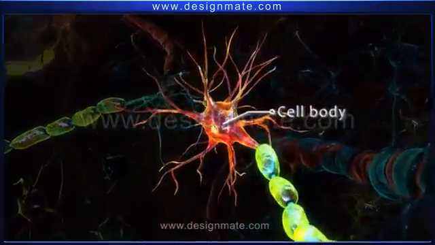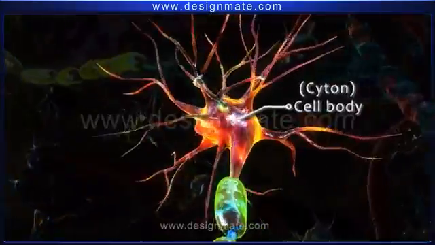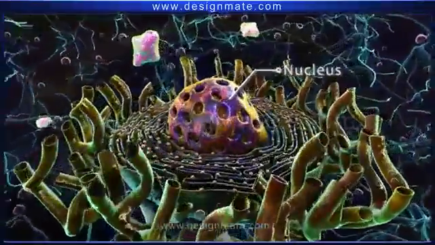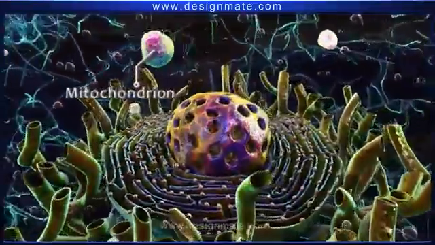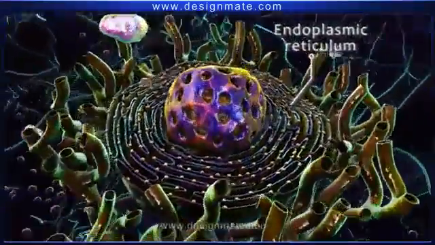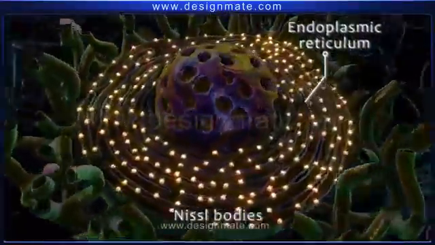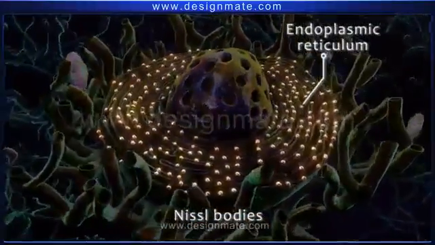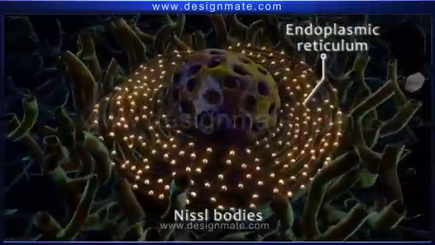The cell body, also called the cyton, is the central part of the neuron. A magnified internal view of the cell body shows a nucleus and cytoplasm containing mitochondria and endoplasmic reticulum. The endoplasmic reticulum shows Nissl bodies, which are seen scattered on its surface. The Nissl bodies are a characteristic feature of neurons.